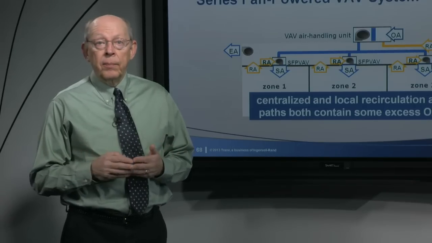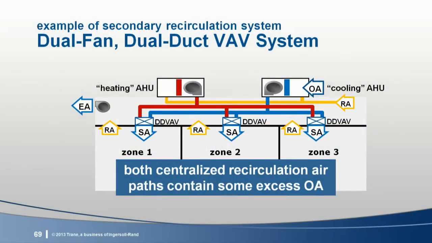In a dual fan, dual duct system, the cooling air handler brings in outdoor air at a central location and mixes it with recirculated air from all the zones before delivering it down the cold duct. The heating air handler conditions only recirculated air before delivering it down the hot duct. Both of these airstreams contain some excess outdoor air that has been recirculated from overventilated zones. So the calculations in Appendix A give you credit for this.